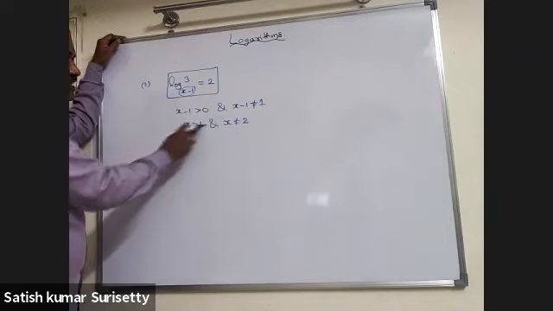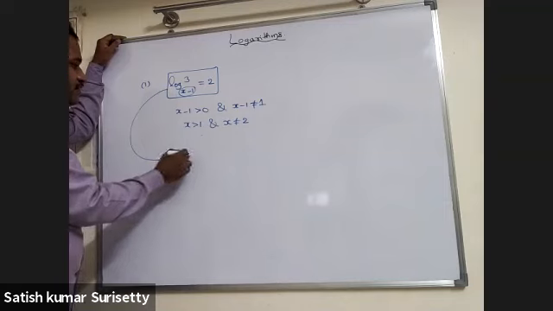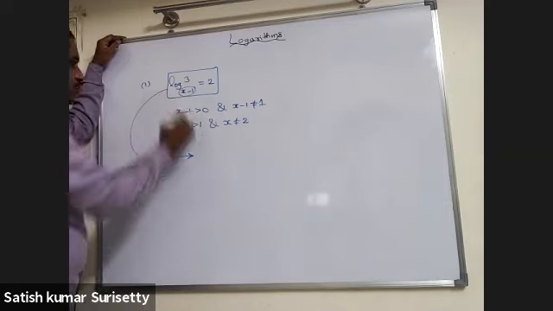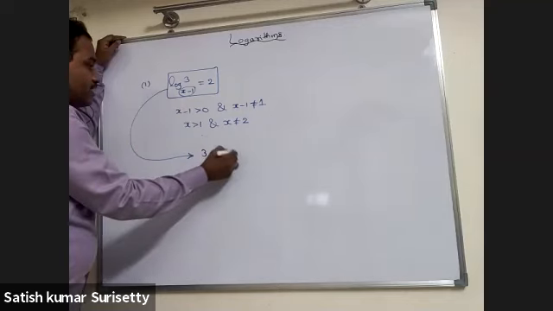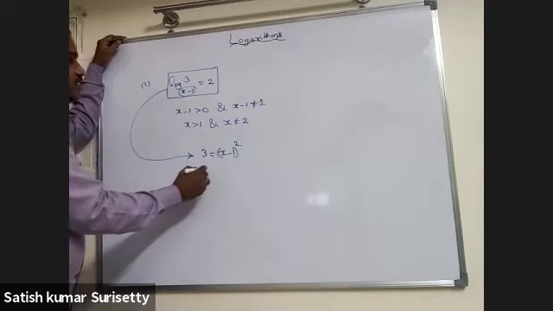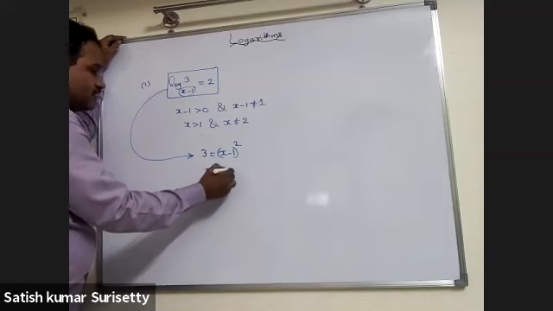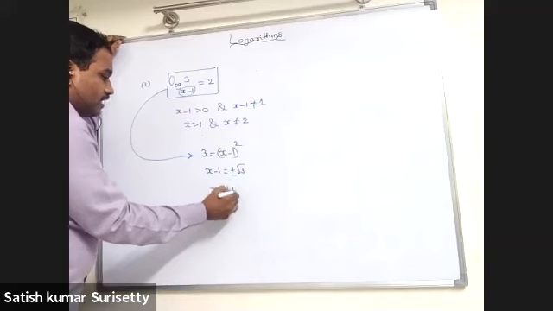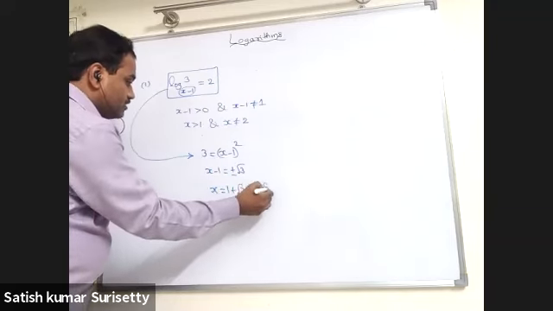Now under these conditions we need to solve the equation. After that we have to verify. Now convert the log equation to the exponential. So 3 equal to (x minus 1) whole square. So x minus 1 equal to what should I write? Plus or minus root of 3. So x equal to 1 plus root 3 and 1 minus root 3.